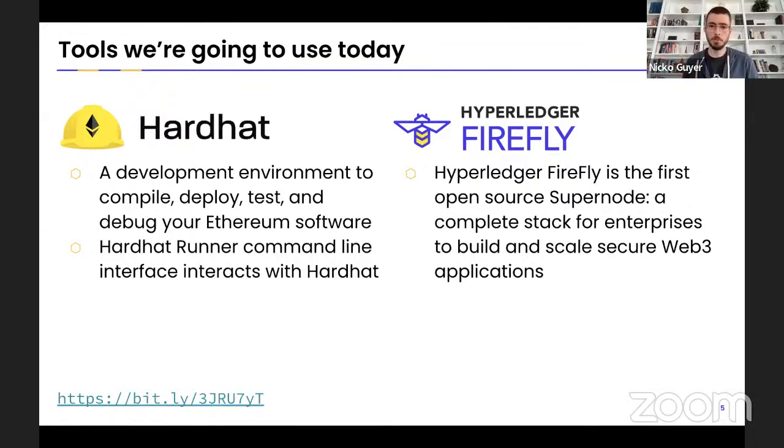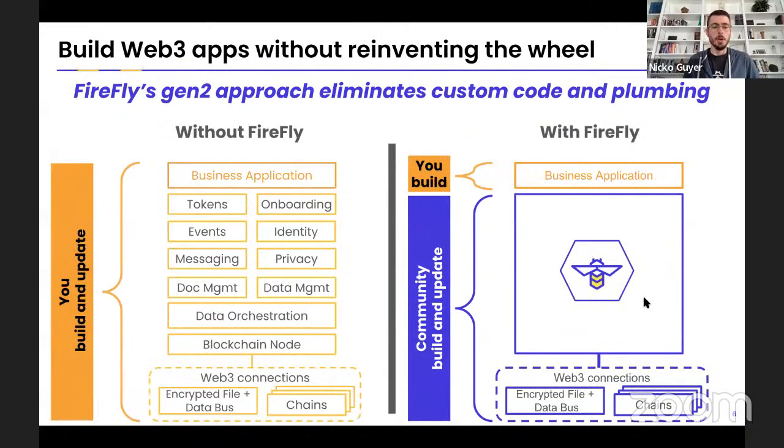The other awesome tool that we're going to be using is Hyperledger FireFly. That's probably what most people are here to learn about today. If you are not familiar with it or didn't get a chance to watch our webinar last week, we described FireFly as the first open source SuperNode, which is a complete stack for developers to build and scale blockchain Web3 applications. So what is the value of FireFly? Where does it fit in the blockchain ecosystem? Well, it's not a blockchain itself. It's not a DLT. It sits a layer above that.